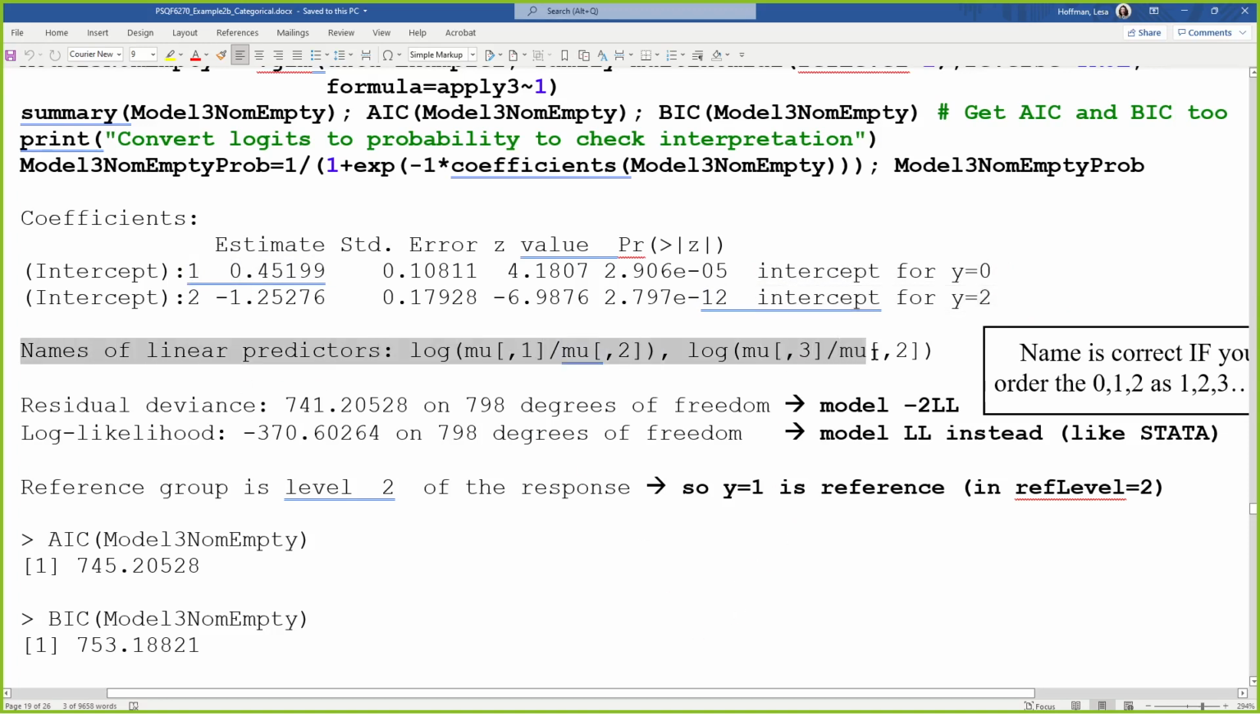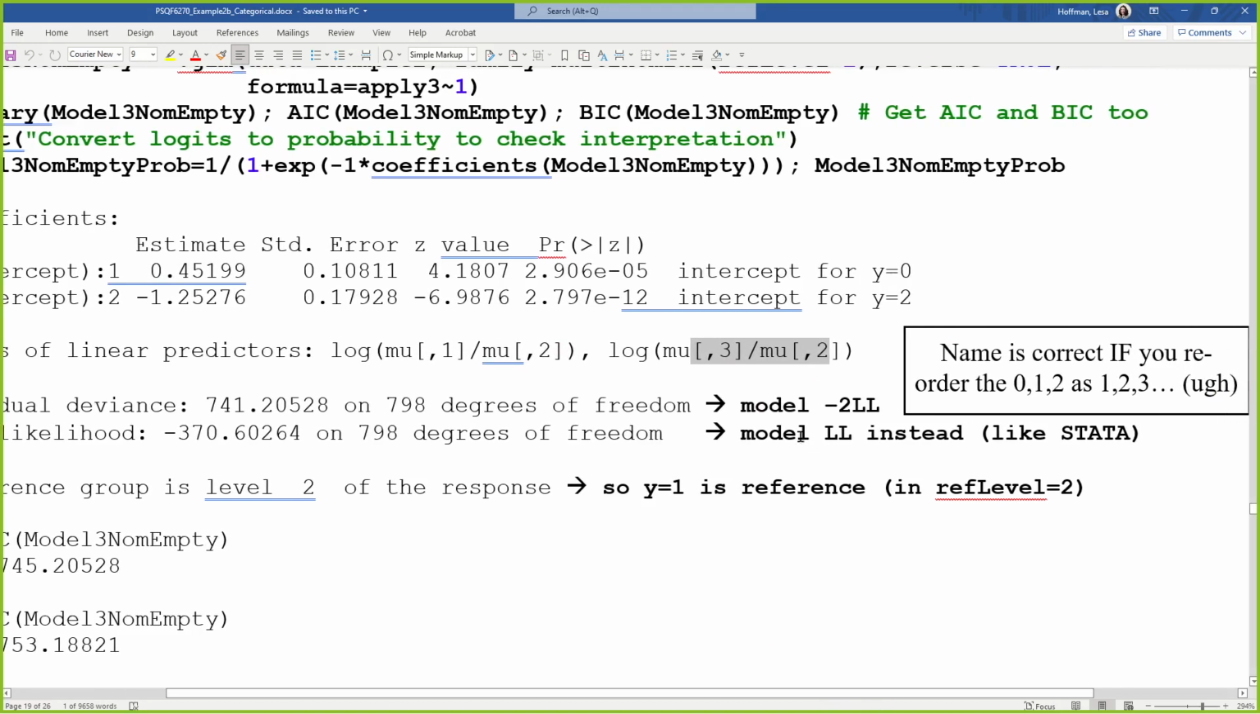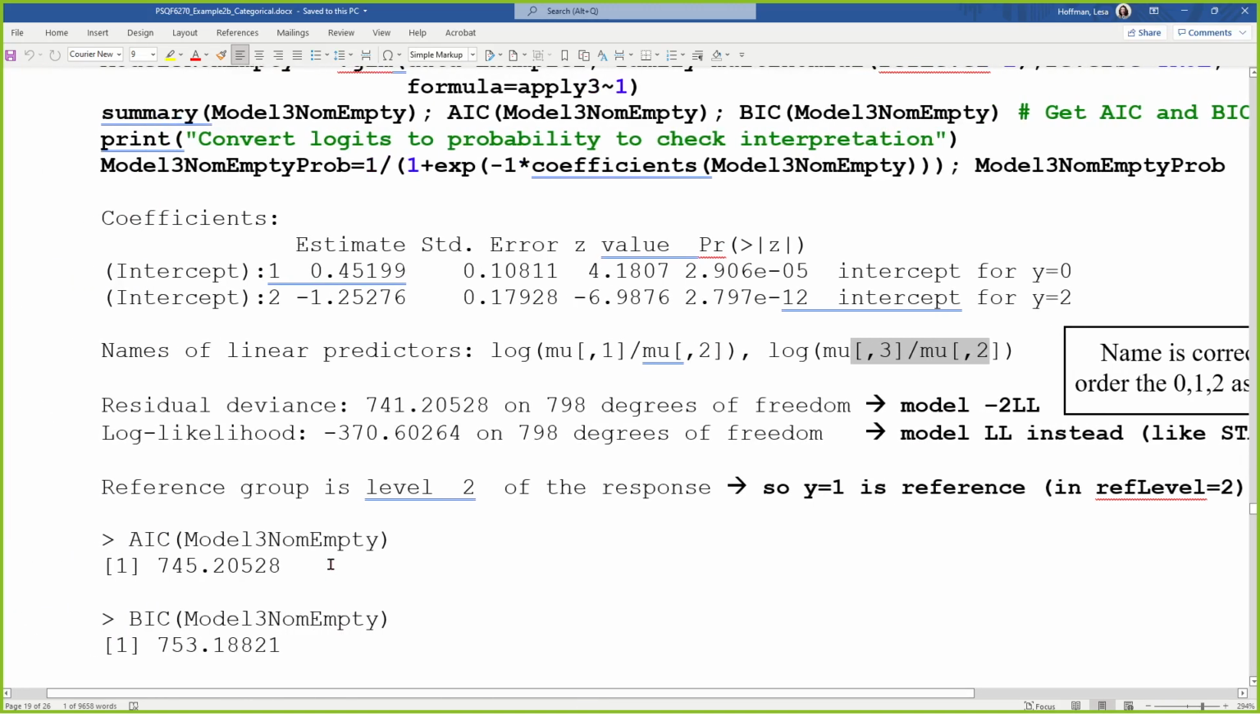The name of the linear predictor that it's describing is conditional, right? It's only these 2 answer choices or only these 2 answer choices, but it's not the actual answer. It's the first choice, the second choice, and the third choice, according to R. And it tells you that the reference group is level 2 of the response, which corresponds to an answer of 1.